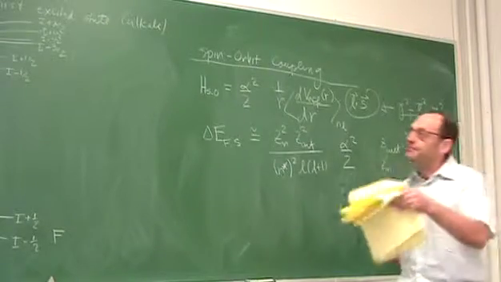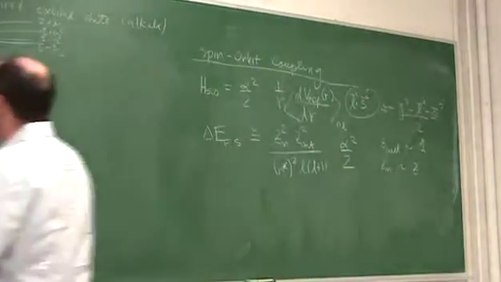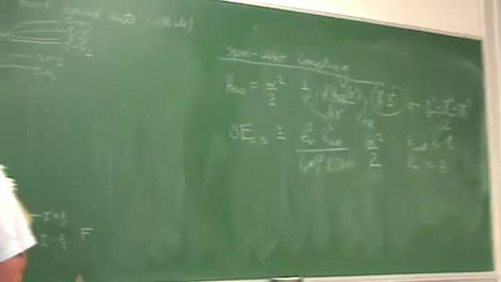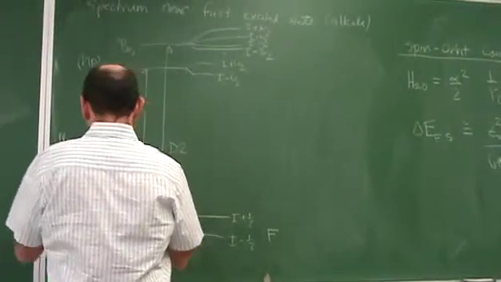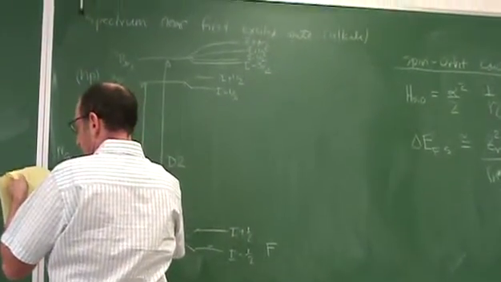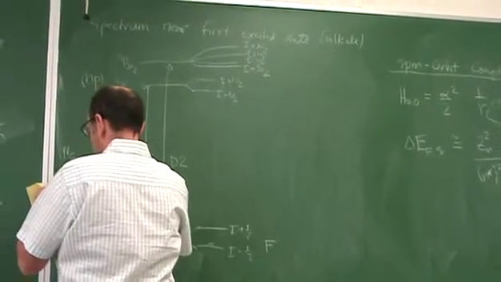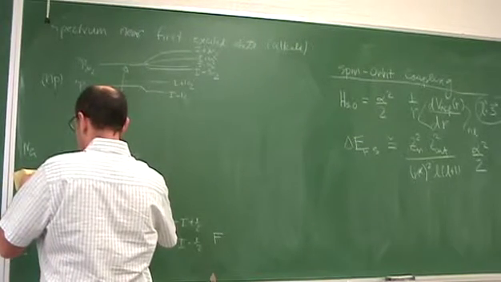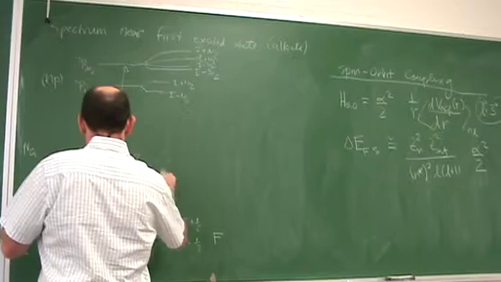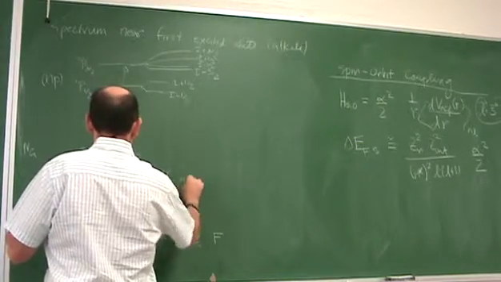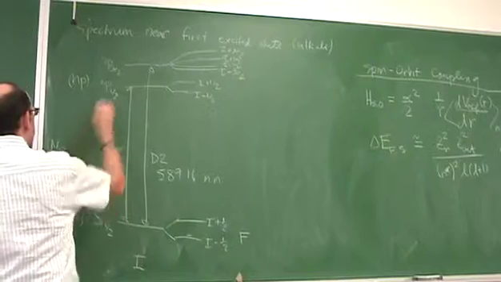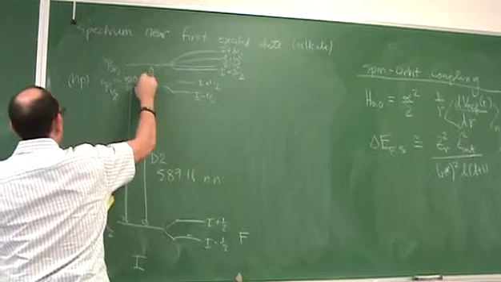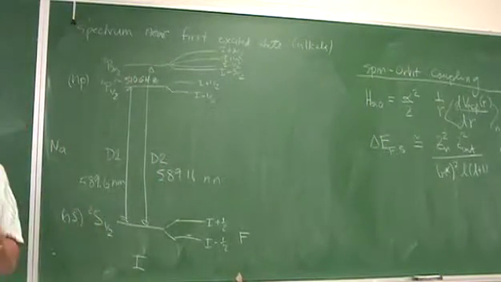So for example, in sodium, the D1 transition is at 589.6 nanometers, and this is 589.16 nanometers. And the fine structure splitting here is about 510 gigahertz.